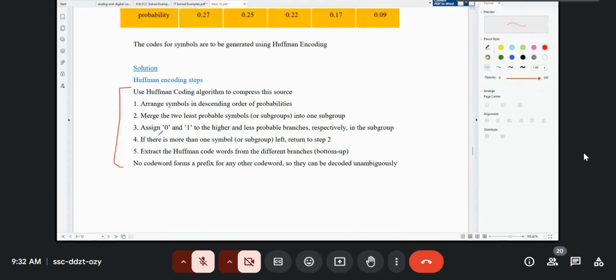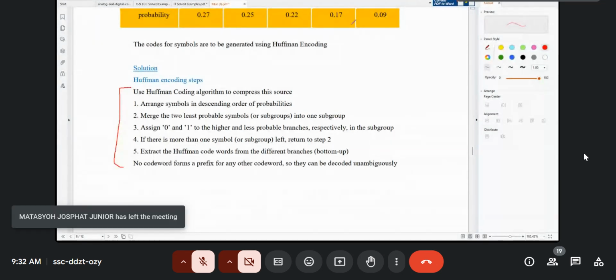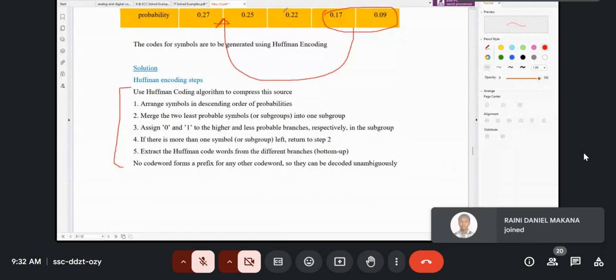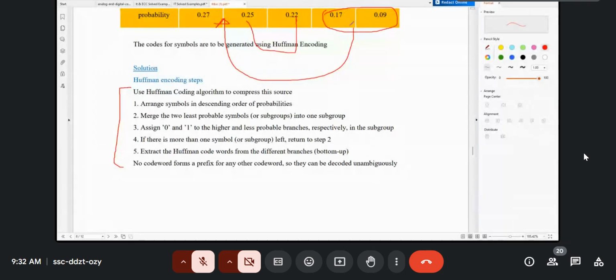If there is more than one symbol or subgroup left, return to step 2. Like here, of course, these are more than 2. So you go back to step 2, because what has happened is the moment you merge these two, I think that's the part we did not see, you have to organize this now because this is 0.26. So this now comes here. Because what you end up getting now is 0.27, 0.26, 0.25, 0.22. So the next merge will be these two. Because now you have already merged these two.